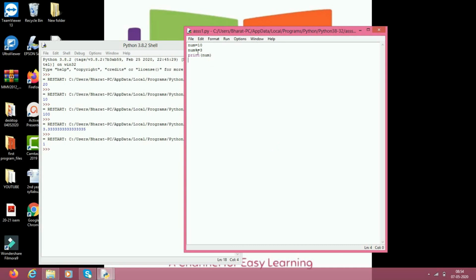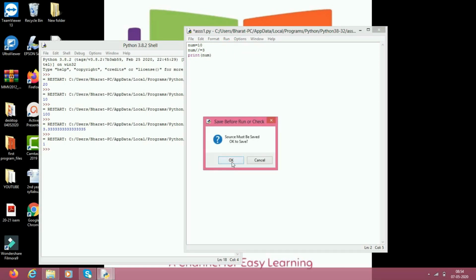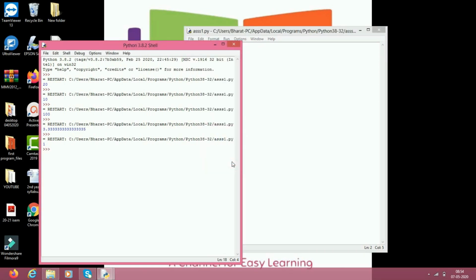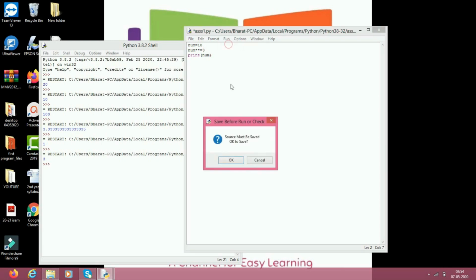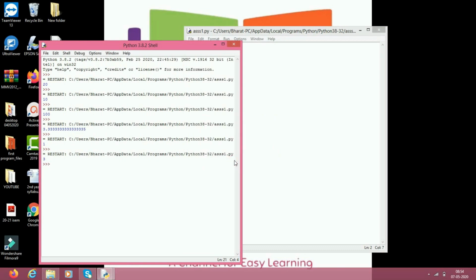Next, floor division. Floor division means only the integer part is stored in num, that means the expected output is 3. Next one, exponent, double asterisk. 10 square, I want 10 cube, so 10 power 3. So num now becomes 1000.